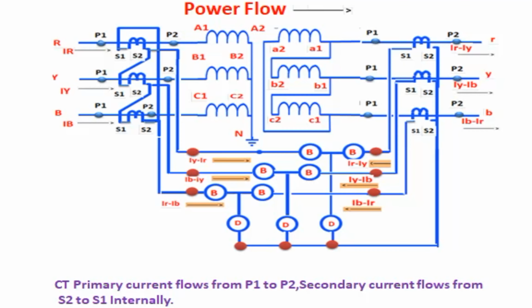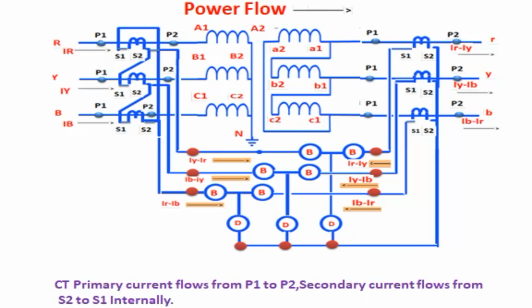Now we will see current flow to the relay from the CT secondary phase. Star side CTs are connected in delta and then to the relay. Delta side CTs are connected to the relay. CT primary current flows from P1 to P2. Secondary current flows from S2 to S1 internally. So externally, current comes out from S1 and goes to S2 through the connected cycles.